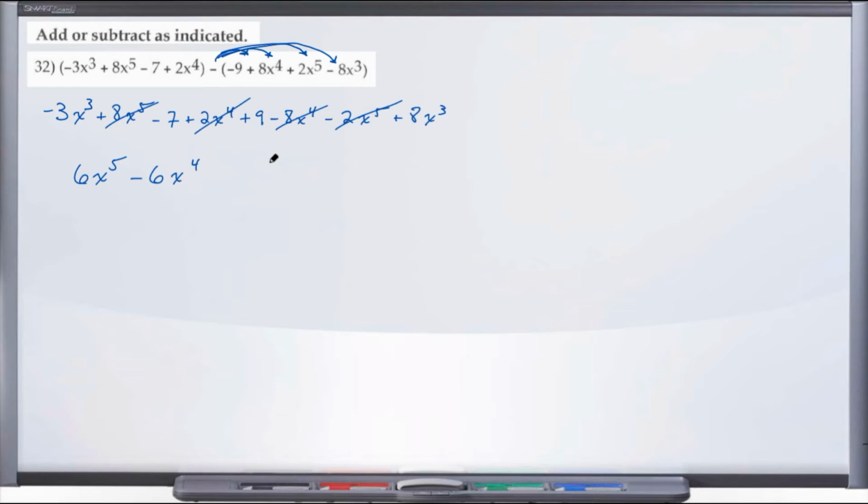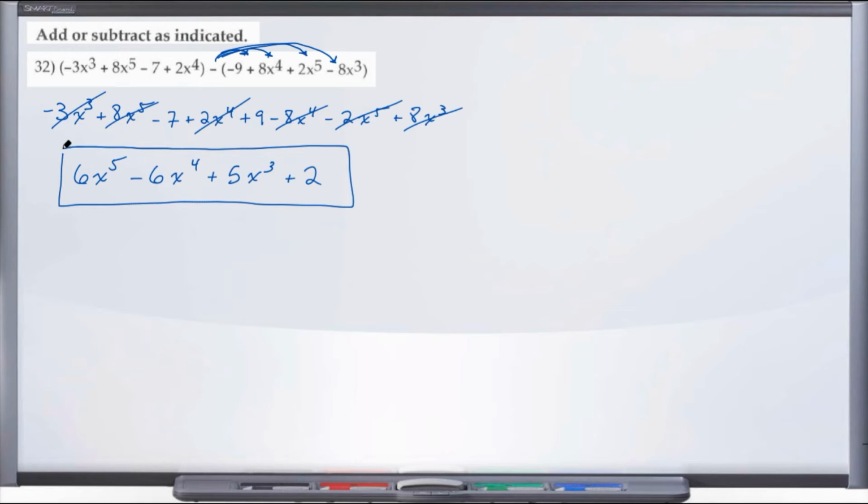Crossing those terms out. And the next degree down is going to be a cube. So let's see, a negative 3x to the third plus 8x to the third. That's going to be a plus 5x to the third. Get rid of those two terms. And let's see, we have a negative 7 plus 9. It's going to be a positive 2. All right, and that is our final answer. And it's always a good idea to write your final answer in descending order as far as degrees.